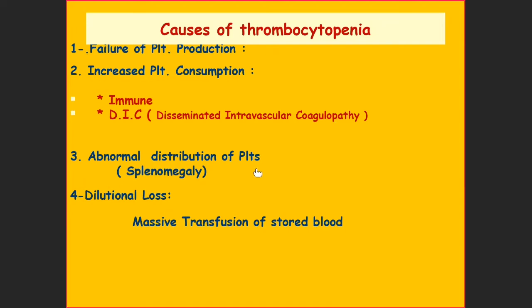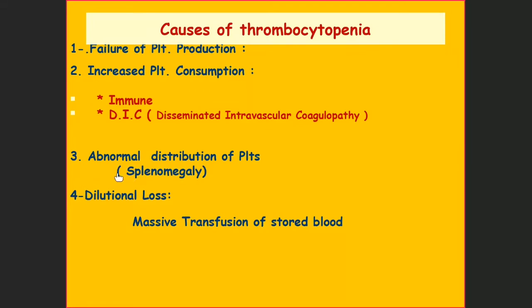Another cause for thrombocytopenia is abnormal distribution of platelets. This occurs, for example, when the spleen is enlarged in splenomegaly. Why? When platelets are produced from the bone marrow, 1/3 of the platelets are present in the spleen. They are not all circulating in the blood.